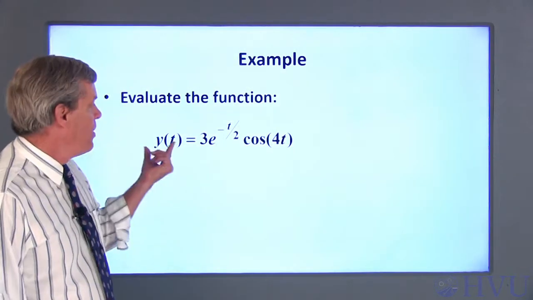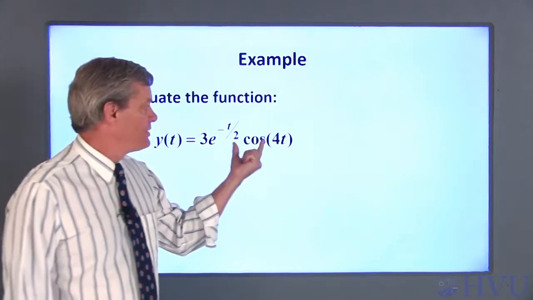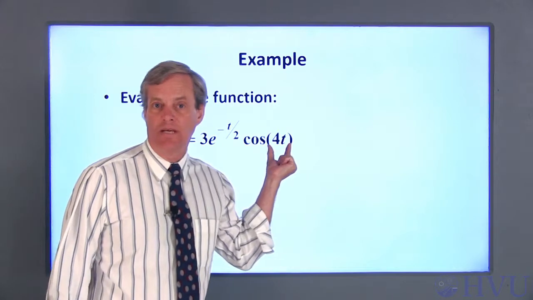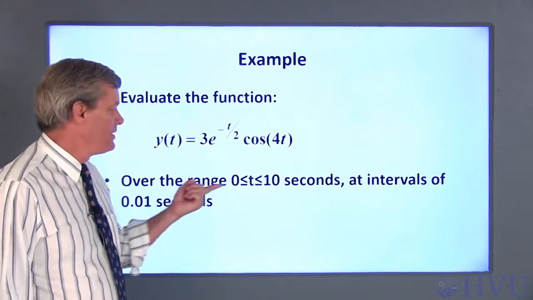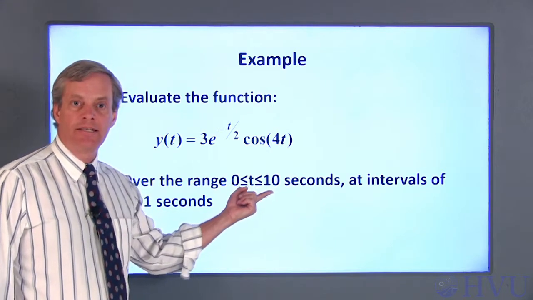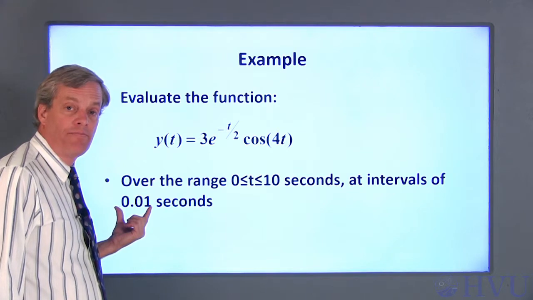Consider the function y of t is equal to 3 times e to the minus t over 2 times the cosine of 4 times t. I'll evaluate this function over the range of time t equals 0 to 10 seconds at intervals of 0.01 seconds.